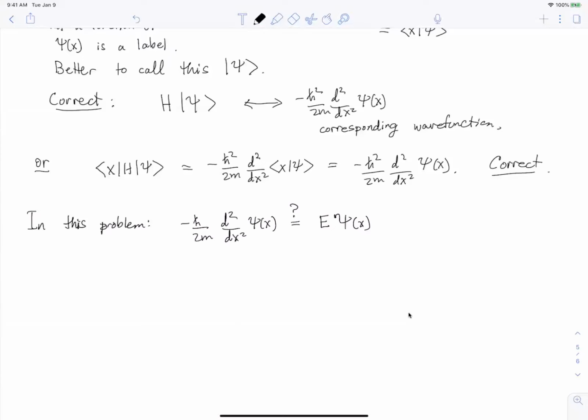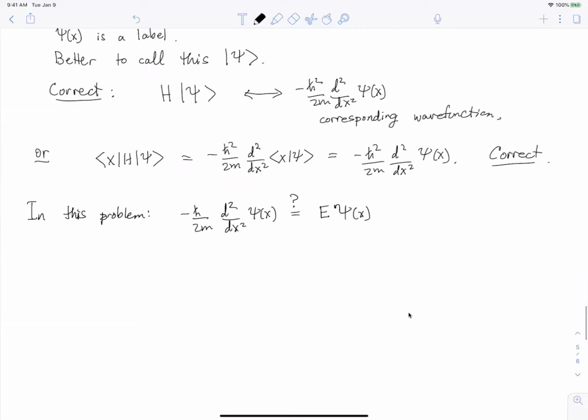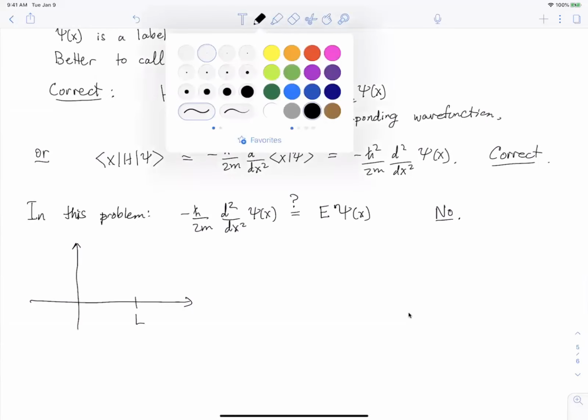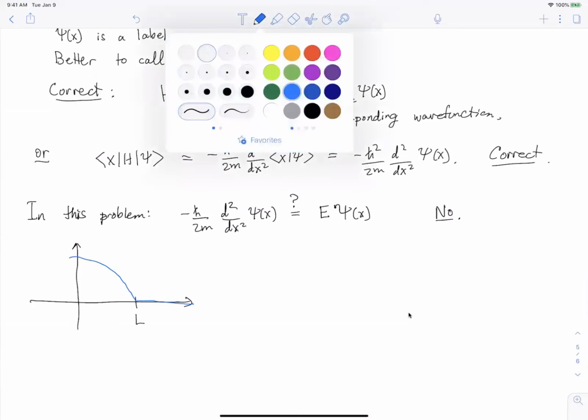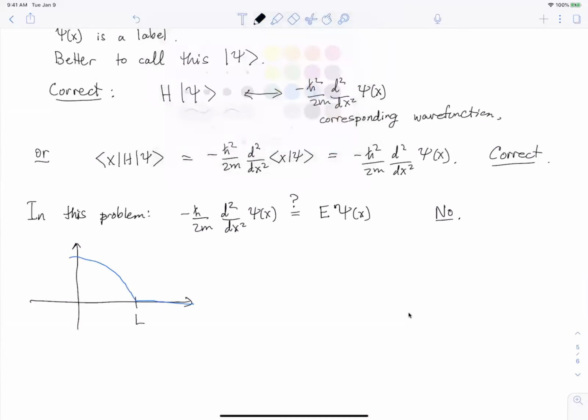Most people computed this and said, yeah, it works, but it actually doesn't. The thing that goes wrong you can see graphically if you just look at how the wave function behaves. There's the point L, and the wave function has this form. It's a cosine, and then it gets here, and then it just becomes 0. And so this second derivative is not defined. In fact, it's infinite at the point x equals plus or minus L.